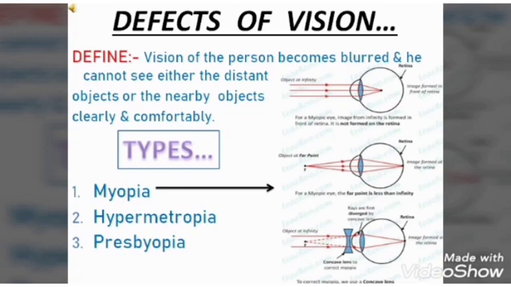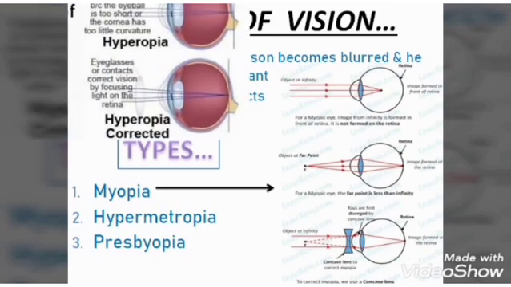But again, here is a note point. The focal length of the concave lens should be such that it produces a virtual image of the distant object at the far point of the myopic eye. And it should also reduce the converging power of the eye lens.